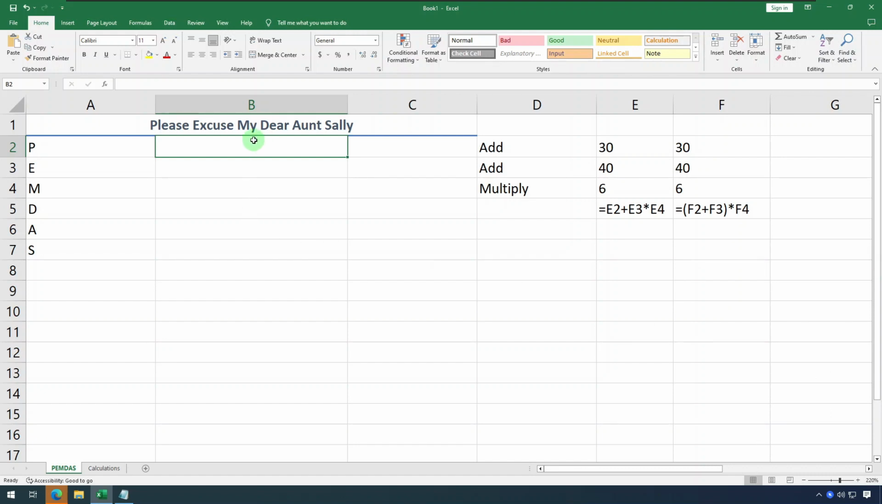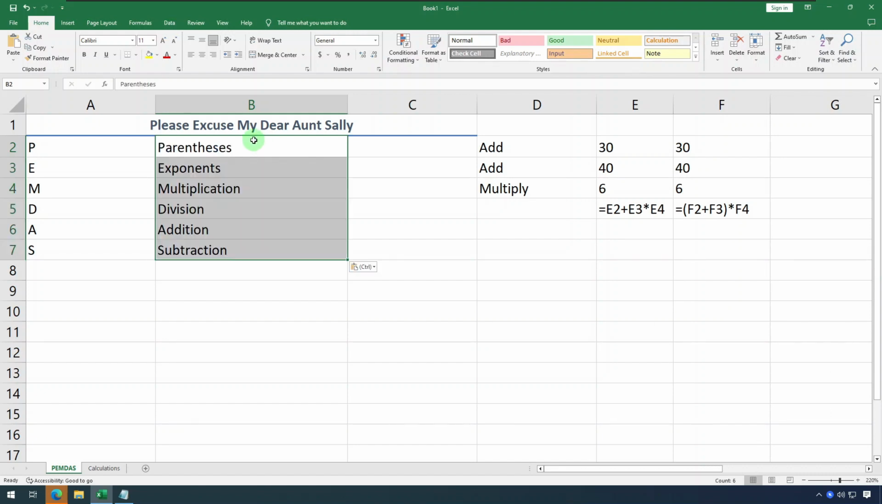Now, those stand for parentheses, exponents, multiplication, division, addition, and subtraction. Now, multiplication and division happen at the same time. Addition and subtraction also happen at the same time.